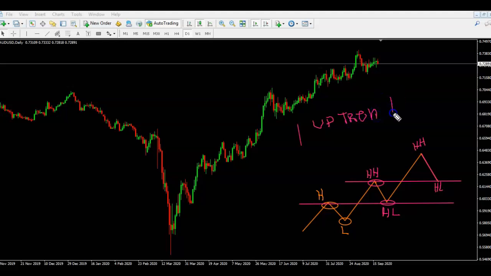Trend. Wow, it's hard to write with the mouse. Price action. And that's exactly what it is. A high, low, higher high, higher low, higher high, higher low. And as this breaks again, you can go higher.